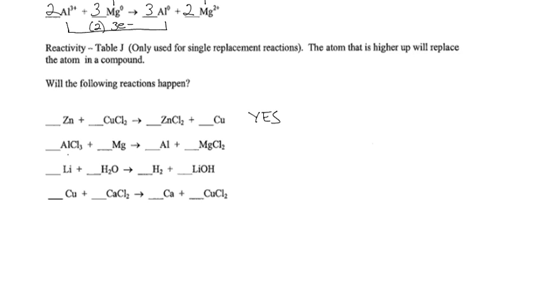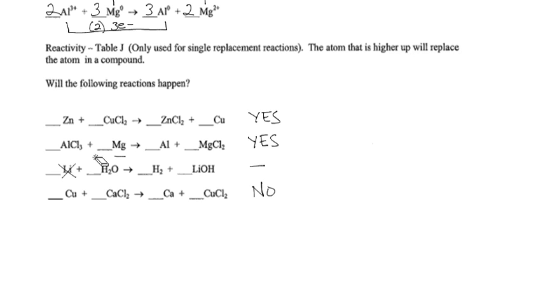Is magnesium above the aluminum chloride solution? Yes, it is. Don't worry about the third one right now. And then the fourth one is copper above a solution of calcium chloride? And no, it is not.